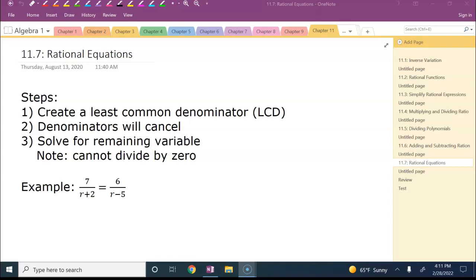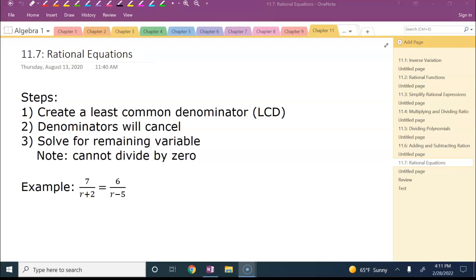Chapter 11, Section 7 is about rational equations, and so we're going to see some of these rational expressions that we saw so far throughout this chapter, but we're going to also see an equal sign now, so we're actually going to be solving for the value of the variable that we have in our problem. In order to do these types of problems, you're going to need to make sure that you have a least common denominator, so you have that common bottom for your fractions.